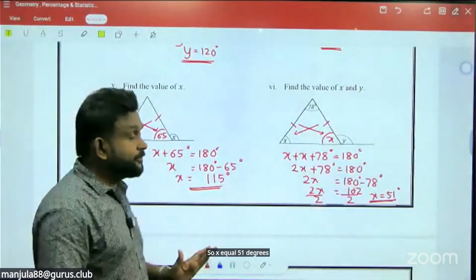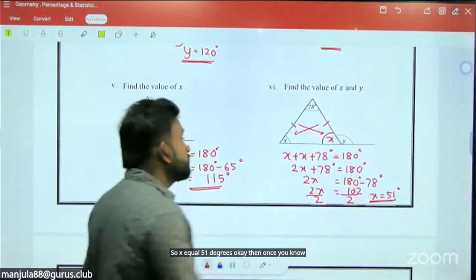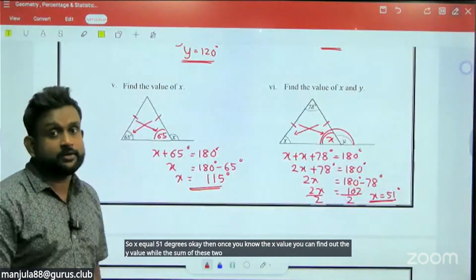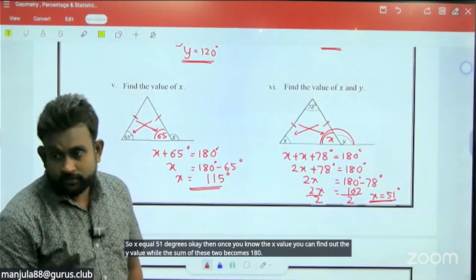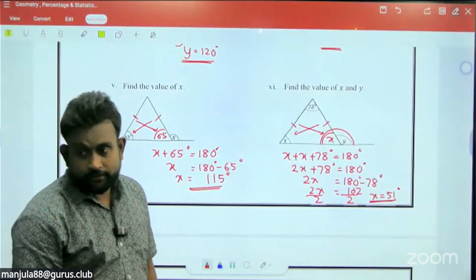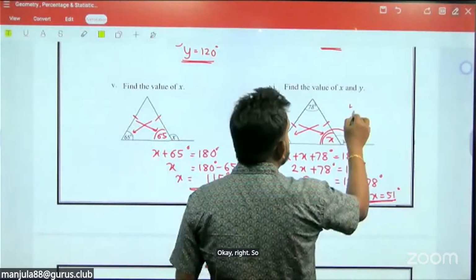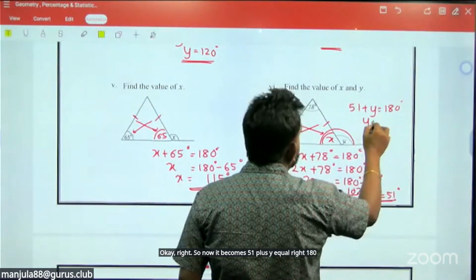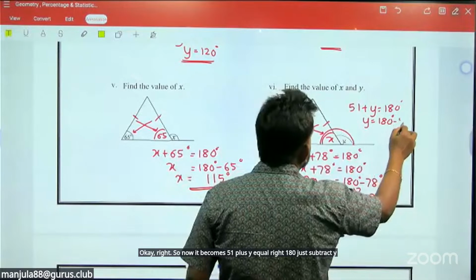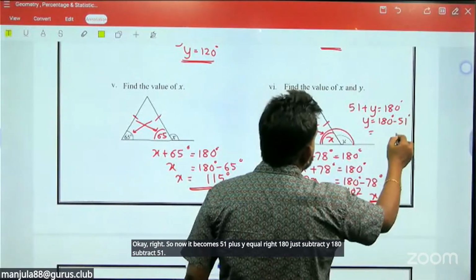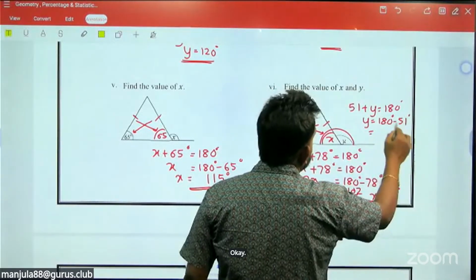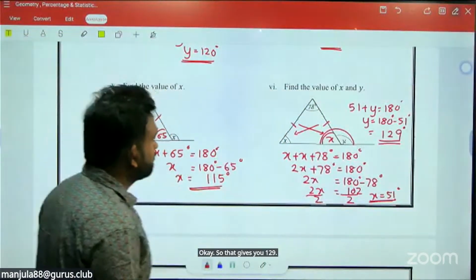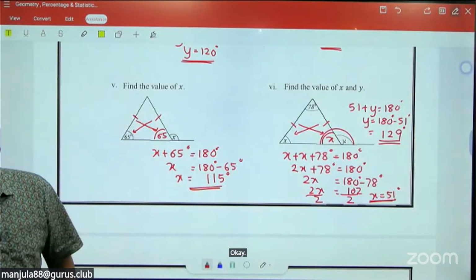Okay. Then once you know the x value, you can find out the y value, because the sum of these two becomes 180. So now it becomes 51 plus y equals 180. Just subtract 51 from 180. So that gives you 129. Okay, right.